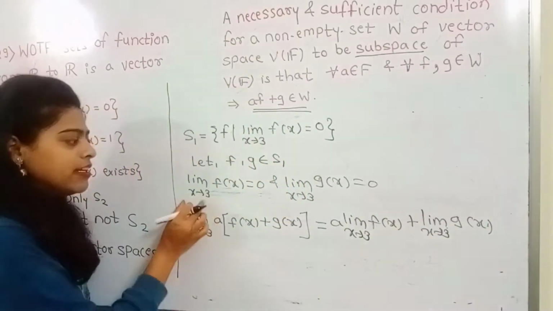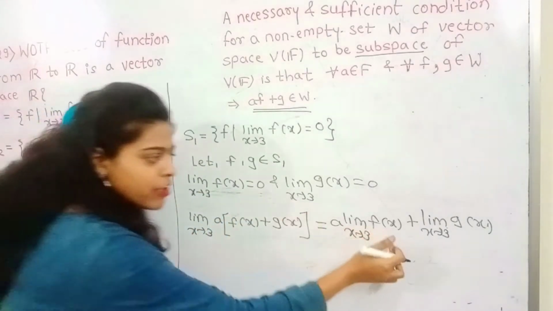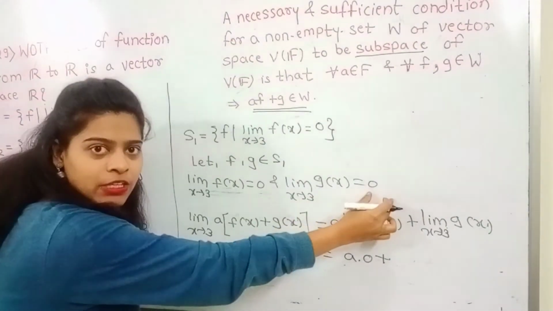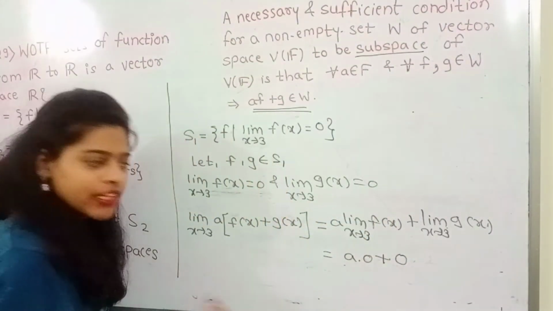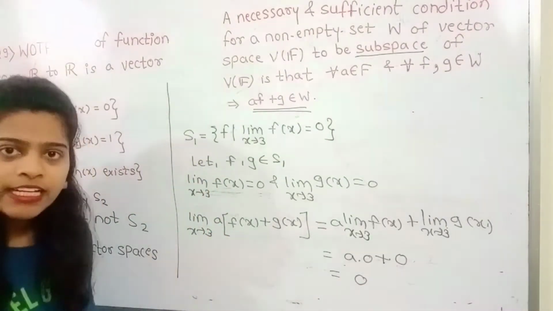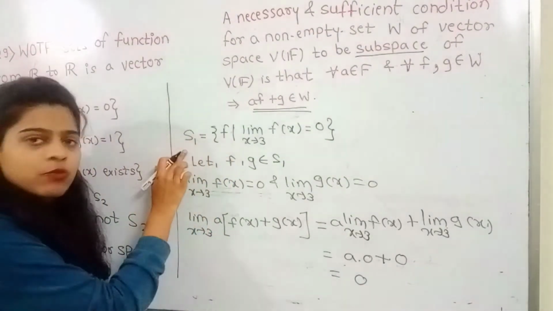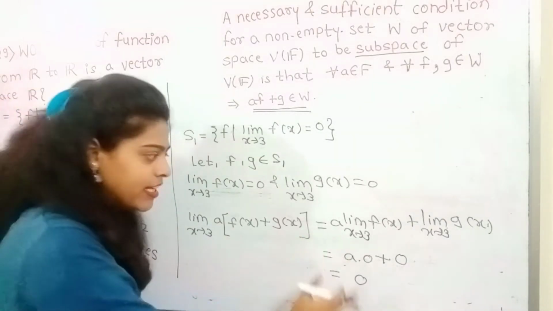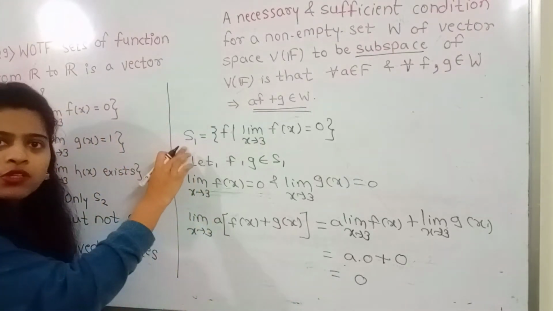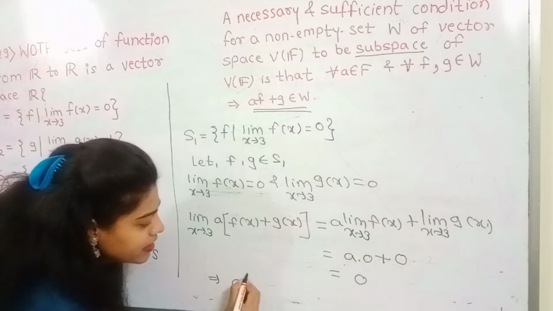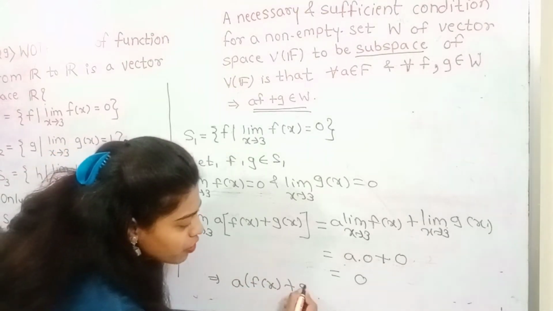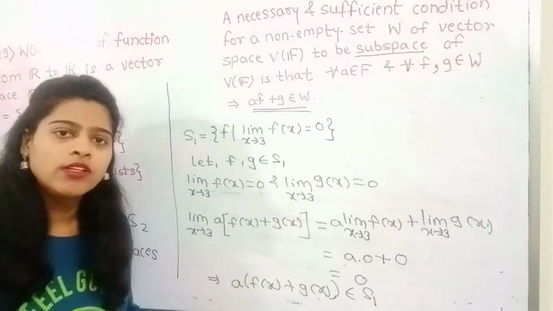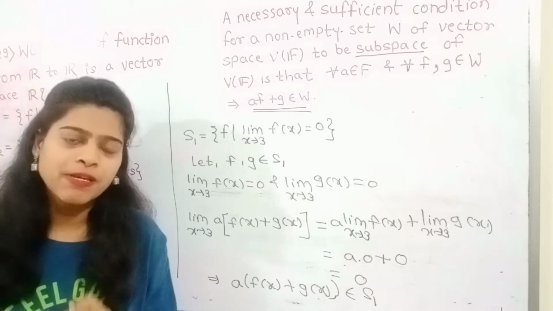And we know that limit x tends to 3 of f(x) is equal to 0. Therefore, put here a into 0 plus limit x tends to 3 of g(x), which is equal to 0. Therefore, we get the answer 0 here. That means any function in S1 gives answer 0. Similarly, this function also gives answer 0. Therefore, this total function belongs to S1. That implies a f(x) plus g(x) belongs to S1, and this condition holds. Therefore, S1 is a vector space.